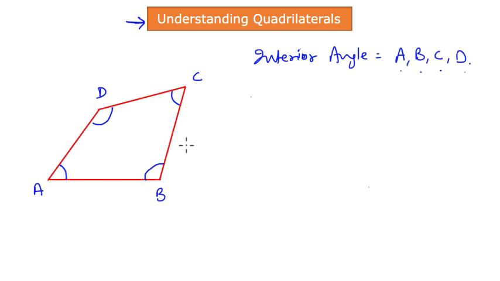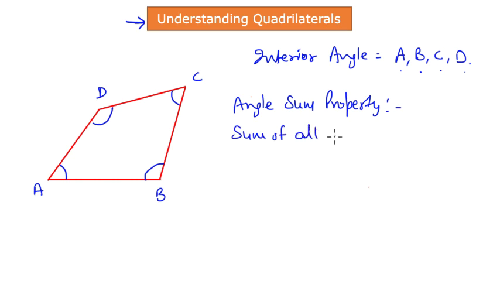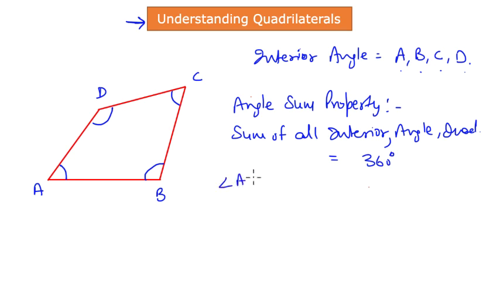There is one property that applies universally across all quadrilaterals, called the angle sum property. What this property says is that the sum of all interior angles of a quadrilateral is equal to 360 degrees, meaning the sum of angle A plus B plus C and angle D is equal to 360 degrees.